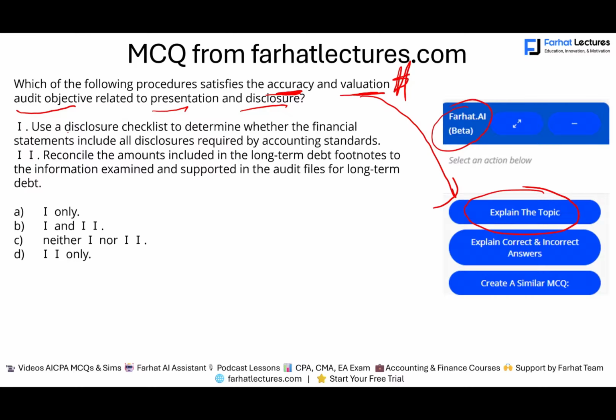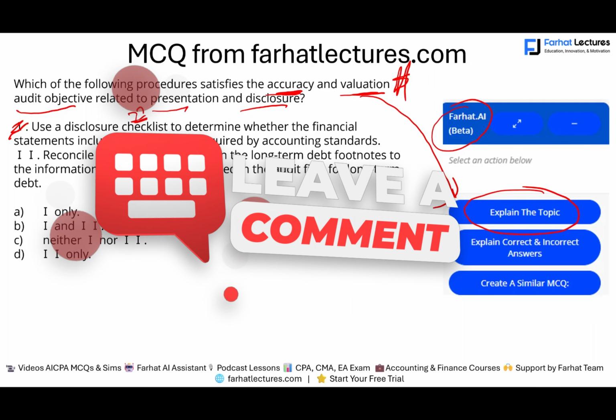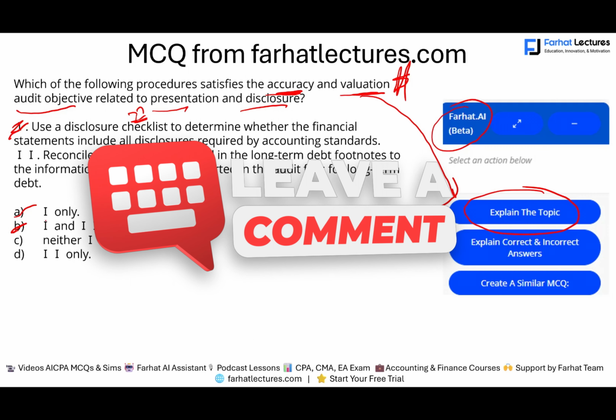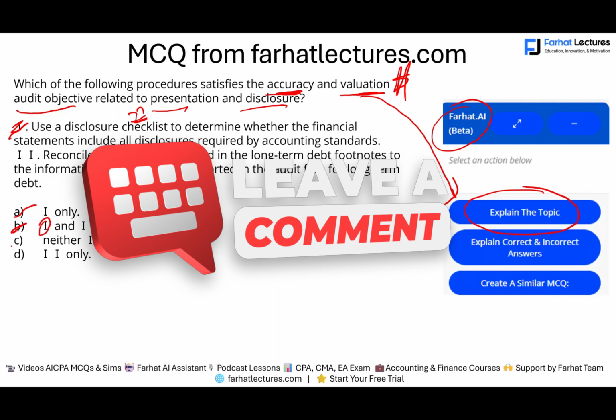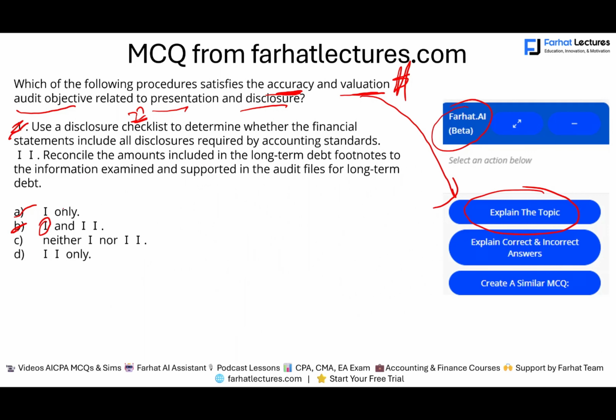Now, 1 deals with the checklist. What's the checklist used for? Remember, the checklist is to make sure we didn't skip over anything. So it deals with completeness. So 1 does not deal with accuracy and valuation, it deals with completeness. Good. Immediately we could take out A because it has 1, and B because it has 1. We cannot eliminate C or D.